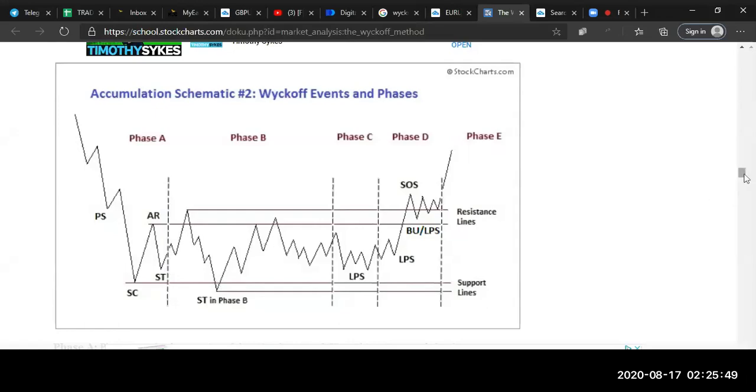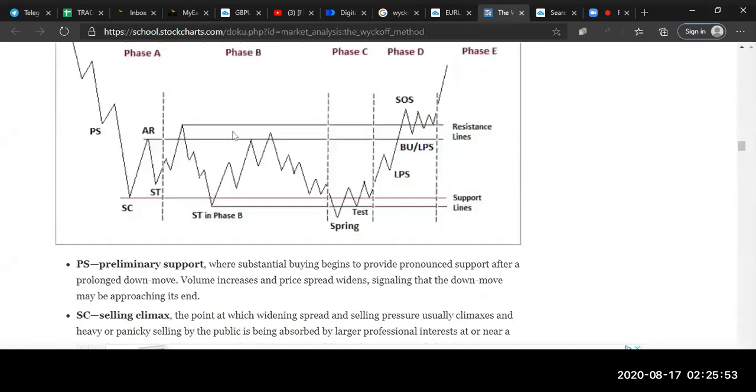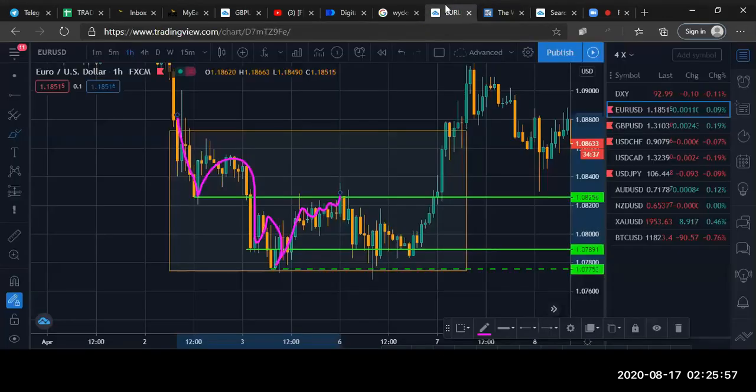I'm sorry, this is the wrong one. Smooth move up. Yeah, there we go. Strong move down, smooth move up, smooth move back down. Strong move down, smooth move up. What we got now? We got a smooth move back down.